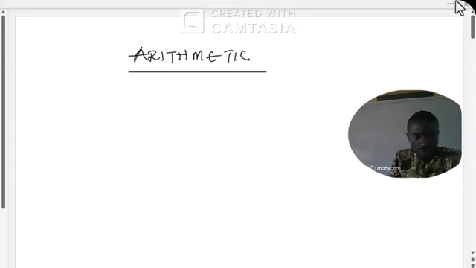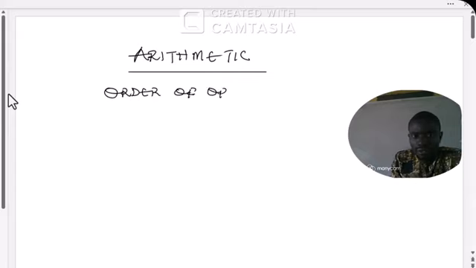So the order at which the operations are carried out in mathematics. That is, the order for carrying out mathematical operations. So let's look at the order of operations first.